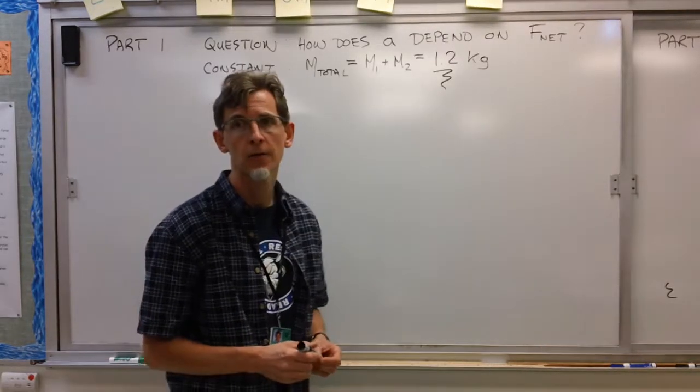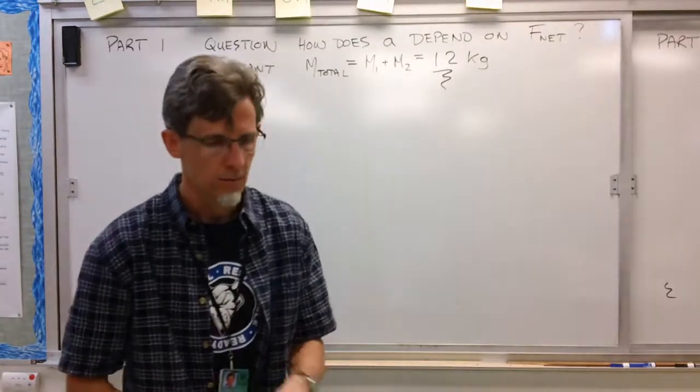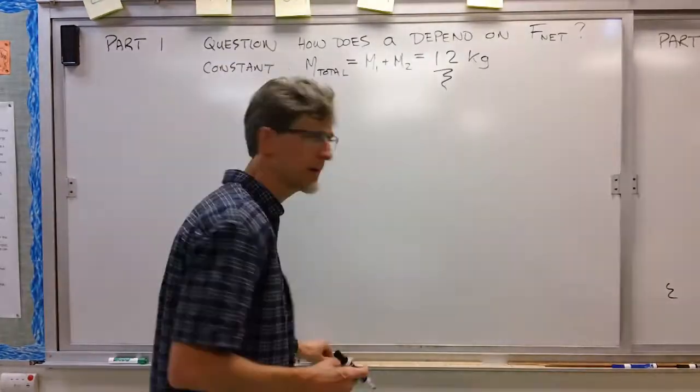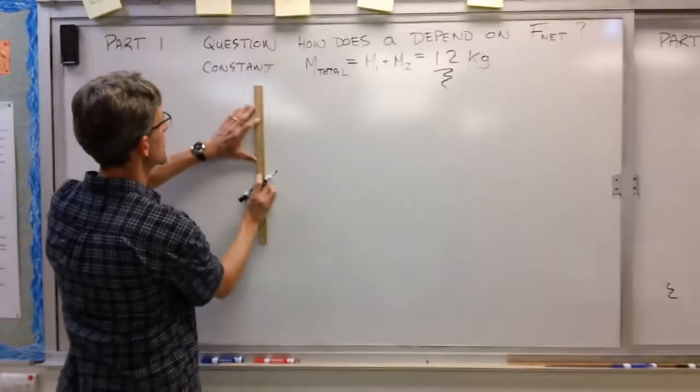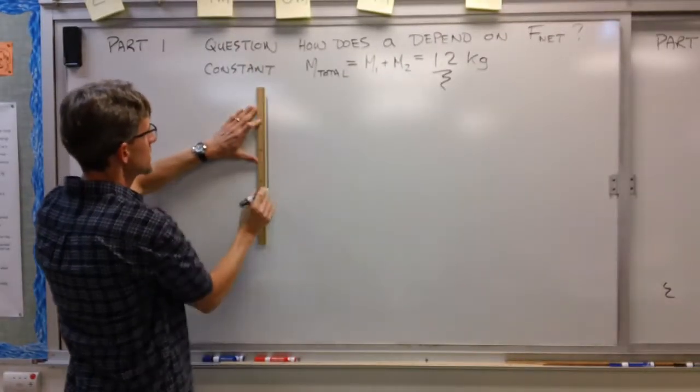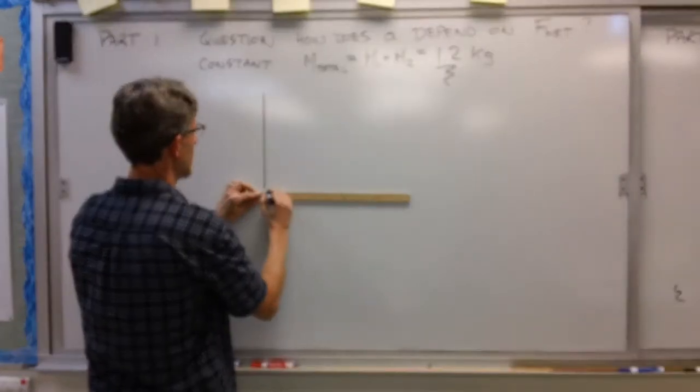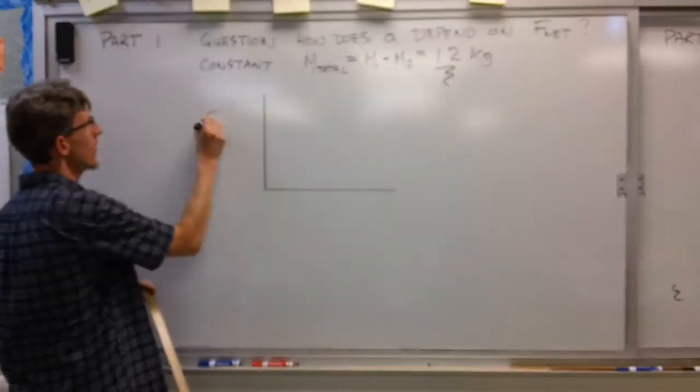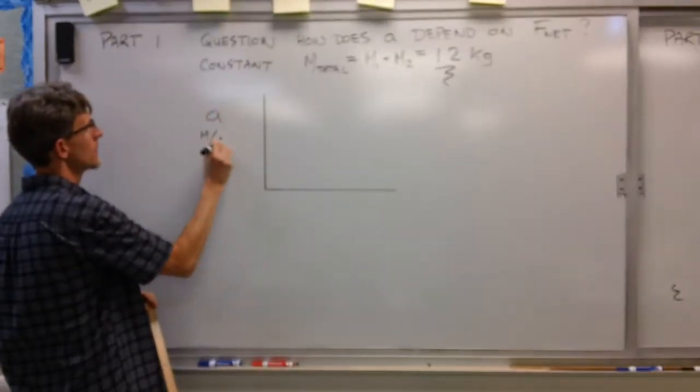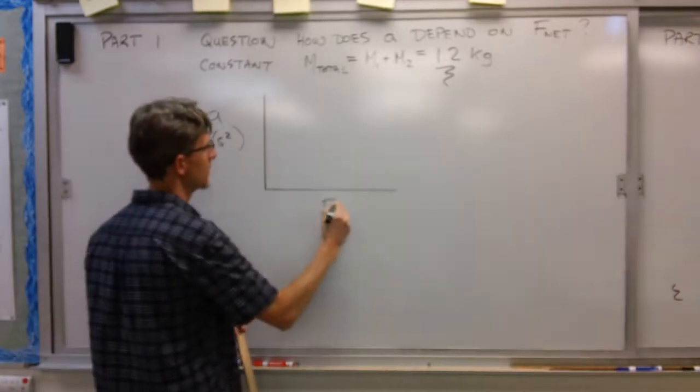All right, cool. So, graphs. I saw everyone had really nice graphs on this, so I'm just going to take the liberty of sketching what I saw that pretty much all of you had. You made a graph of acceleration versus F net.